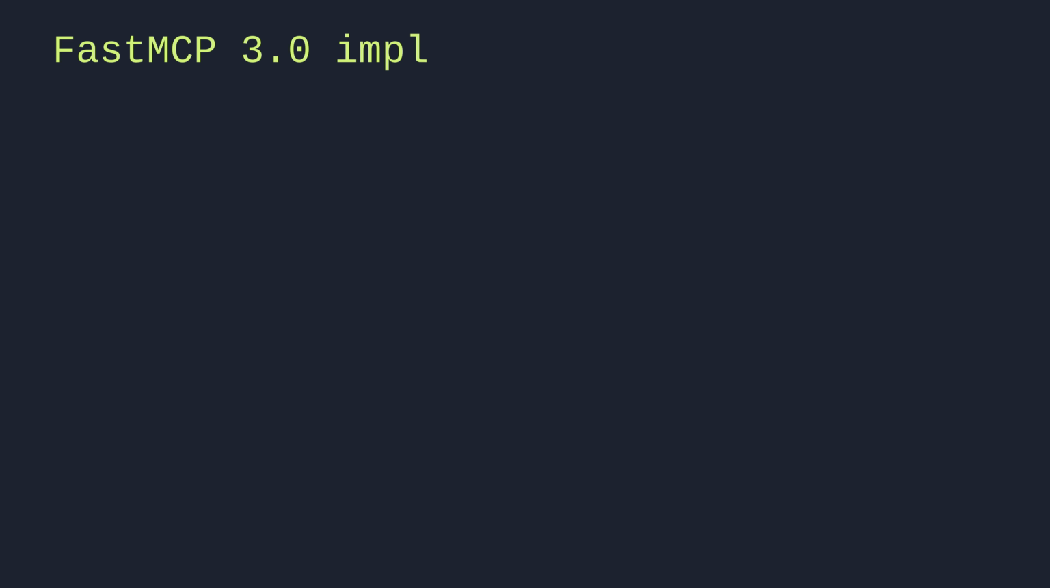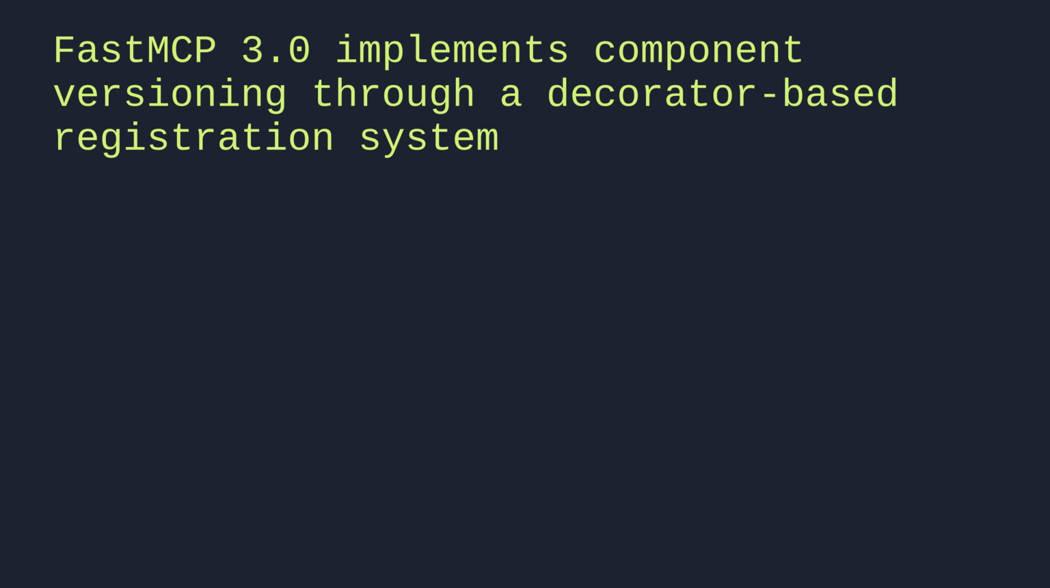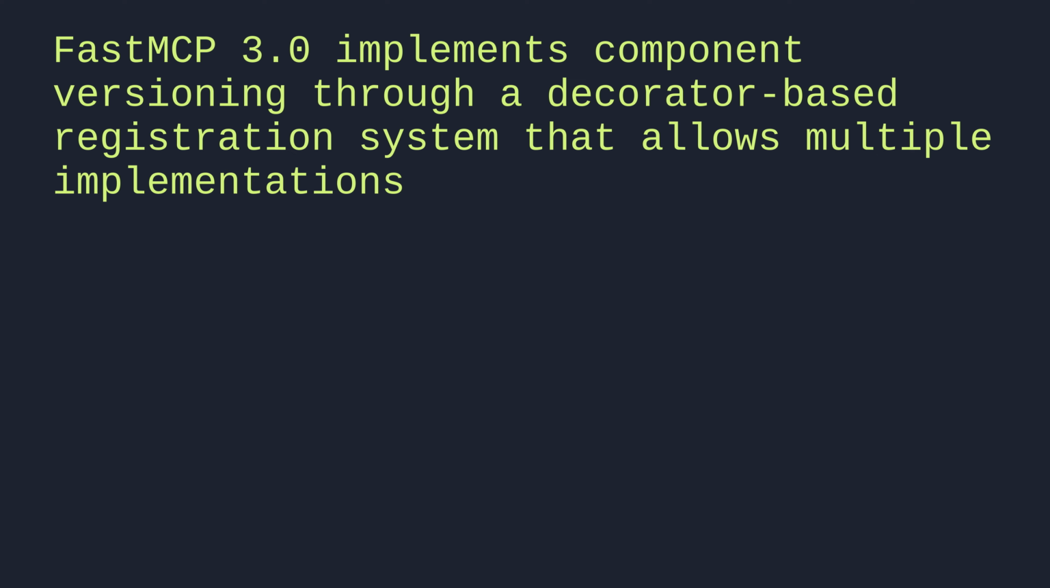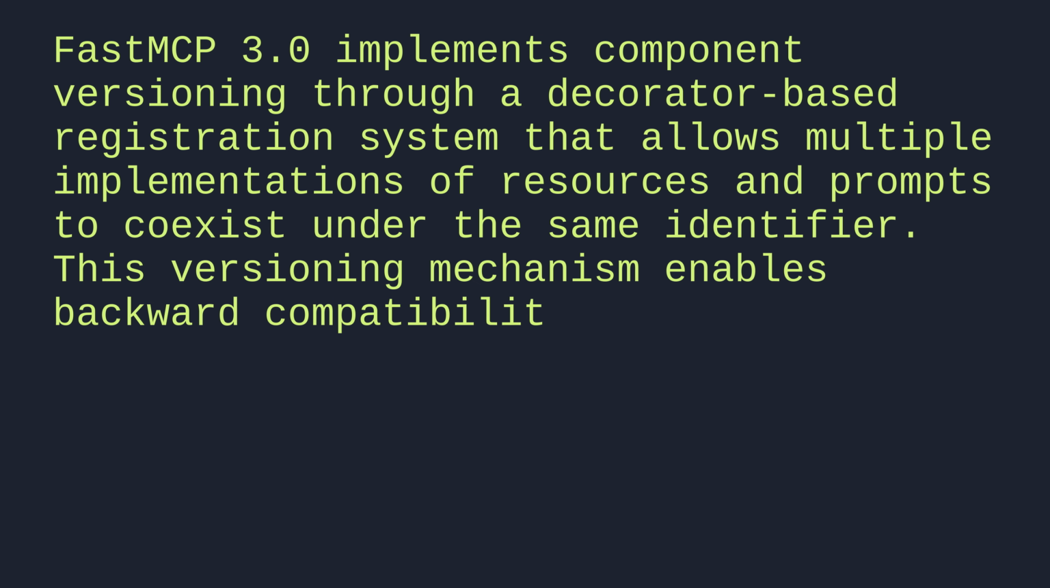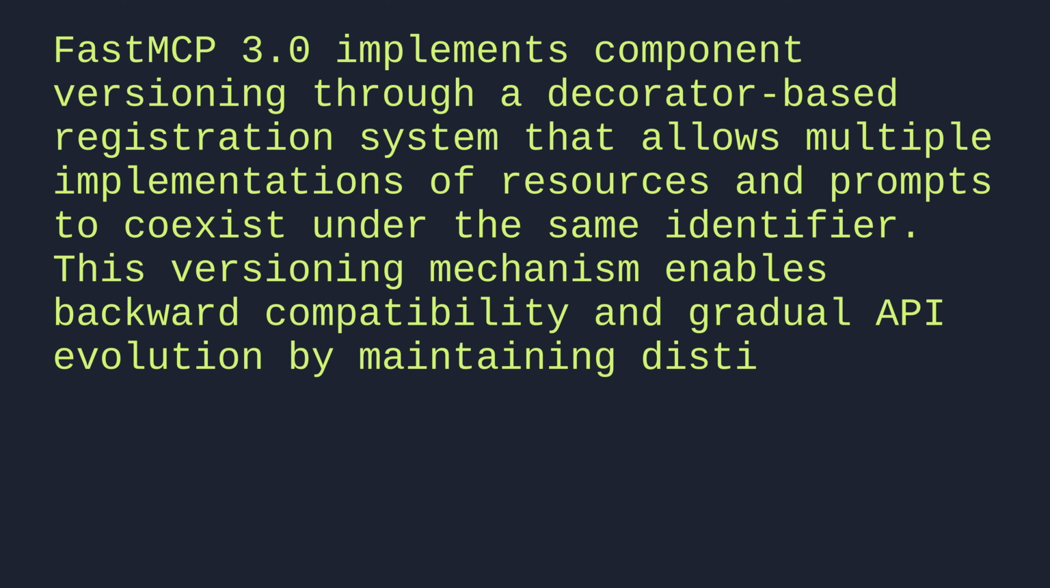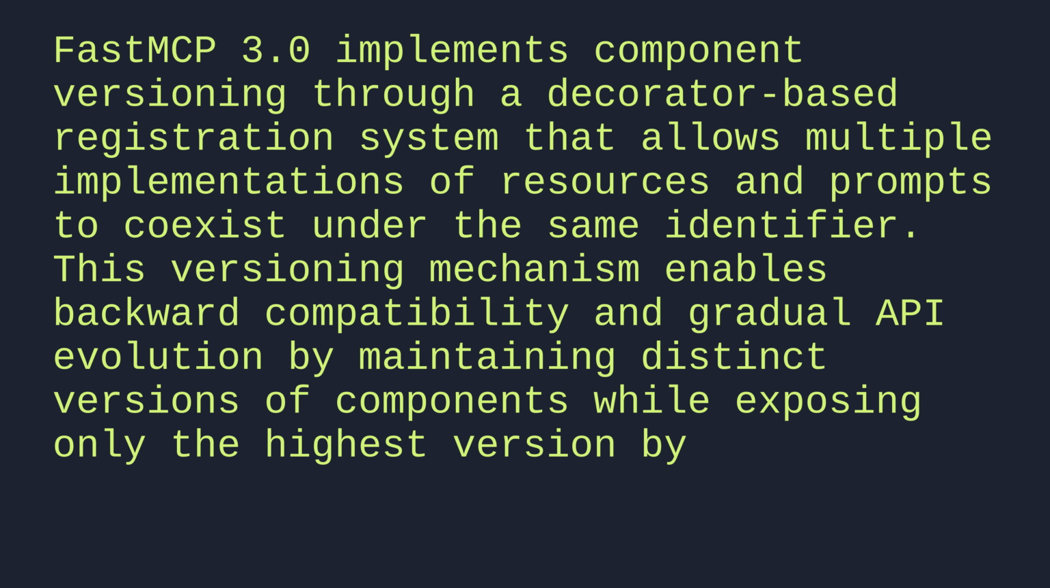FastMCP 3 implements component versioning through a decorator-based registration system that allows multiple implementations of resources and prompts to coexist under the same identifier. This versioning mechanism enables backward compatibility and gradual API evolution by maintaining distinct versions of components while exposing only the highest version by default.